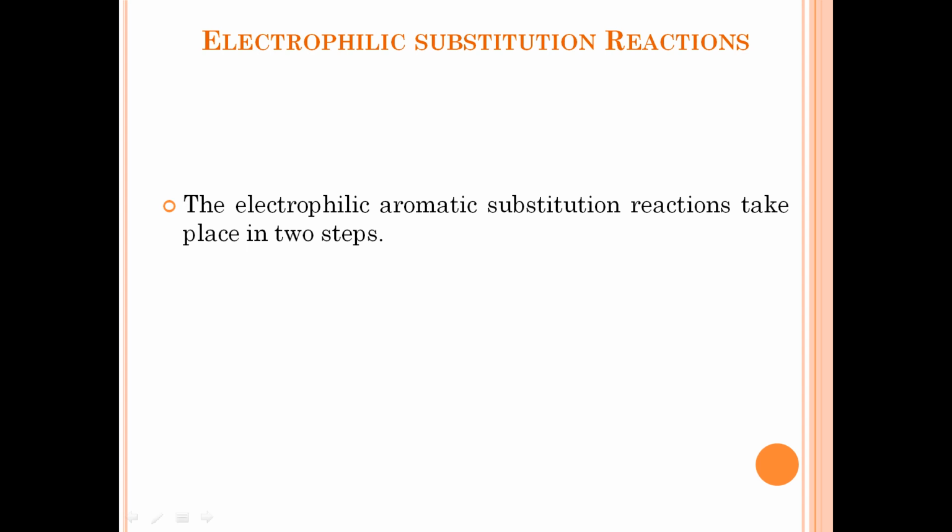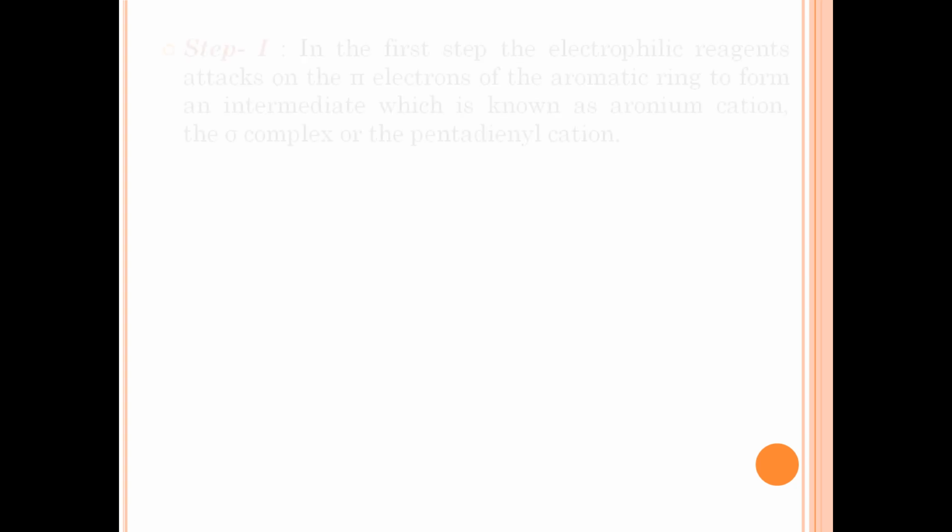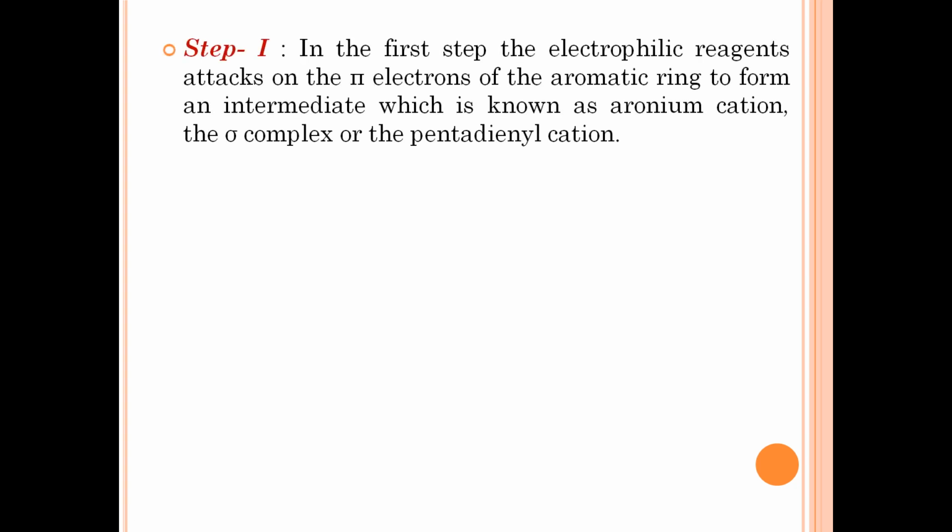The electrophilic aromatic substitution reaction takes place in two steps. First step, this is the slow step, which is also known as the rate determining step. In the first step, the electrophilic reagent attacks the pi electrons of the aromatic ring to form an intermediate which is known as arenium cation, the sigma complex or the pentadienyl cation.